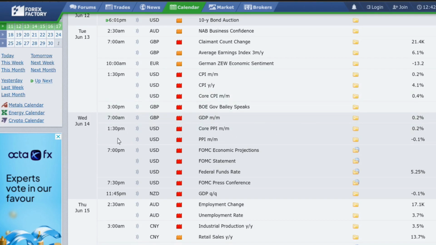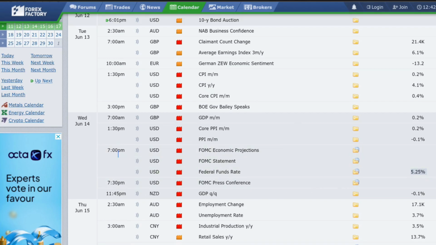So we have the core PPI too out of the US dollar. So it's a busy week for the US dollar this week. After we have the US CPI, the next day we have the PPI. Then the same day we have the FOMC economic projections and the FOMC statement from the US dollar, right? That is the federal fund rate. We talk about the rates. Maybe they are going to increase the interest rate or cut the interest rate. So let's see how it goes.